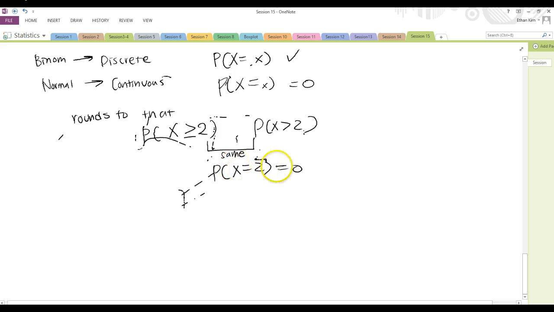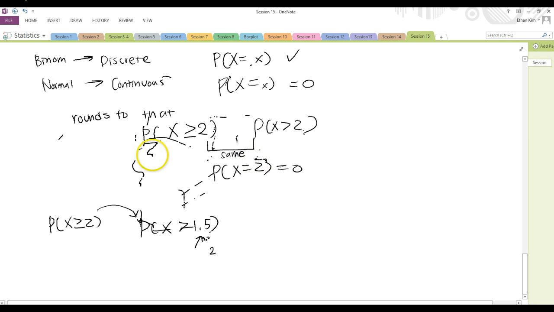So whenever we have that equal sign underneath, we would change this to probability of x greater than 1.5. Which means that anything greater than or equal to 1.5 rounds up to 2, right? So anything that rounds up to 2, we're just going to include, because this is continuous and we're trying to figure out a way to transform this into a discrete. So that's something called continuity correction.